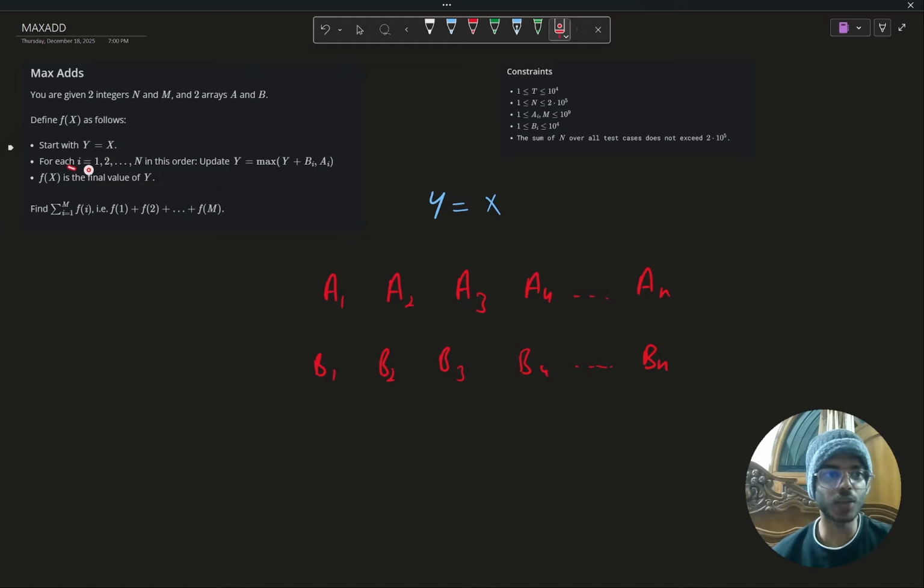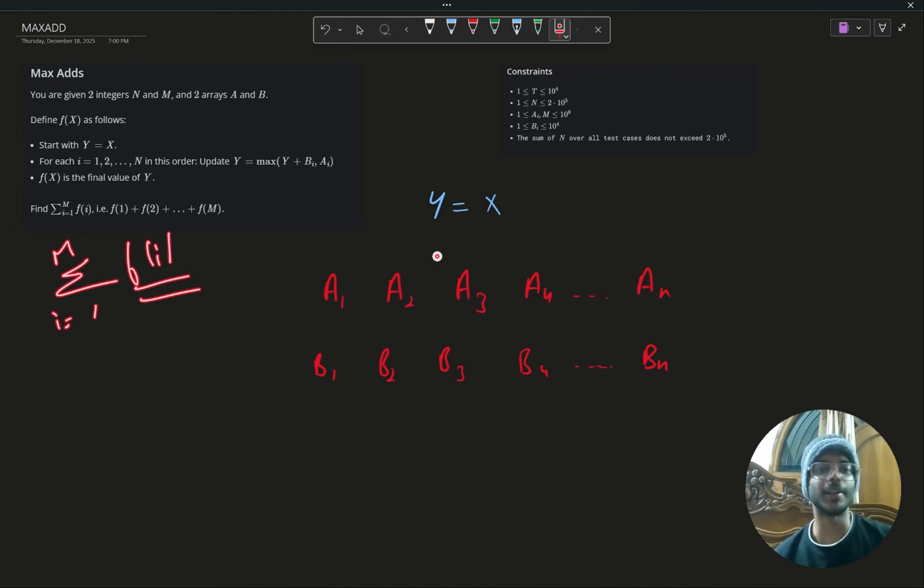Now for each i equal to 1 up till n, in this order we update y equal to max of y plus b of i comma a of i. The final value of our function is the final value of this y once we have done this operation n number of times. Now we need to calculate the summation from i equal to 1 to m of this function f of i.